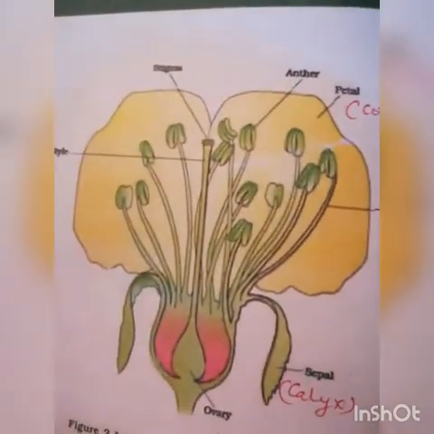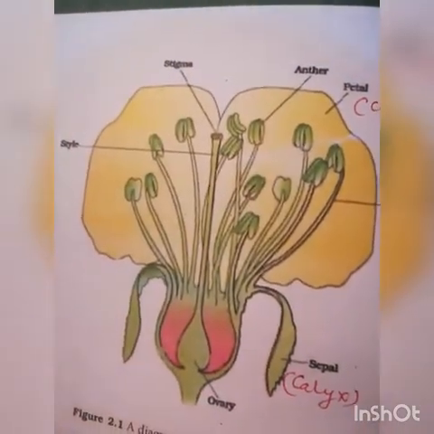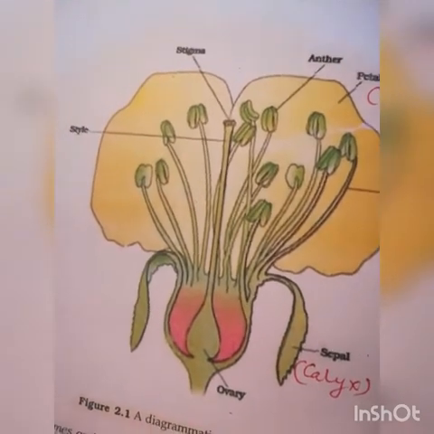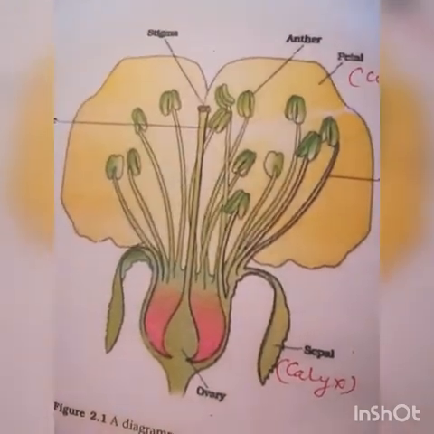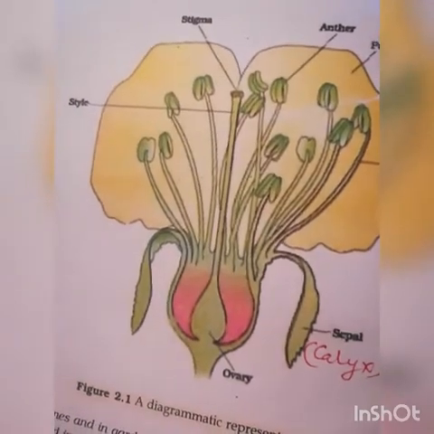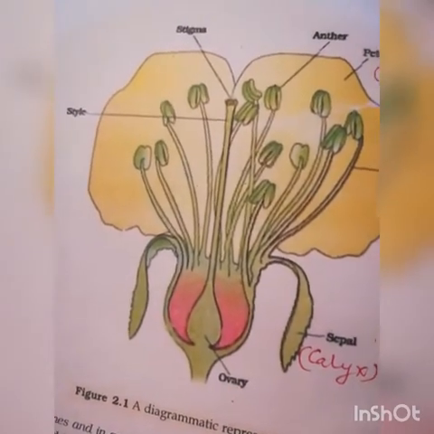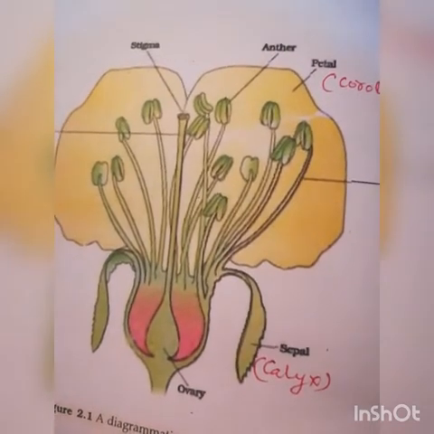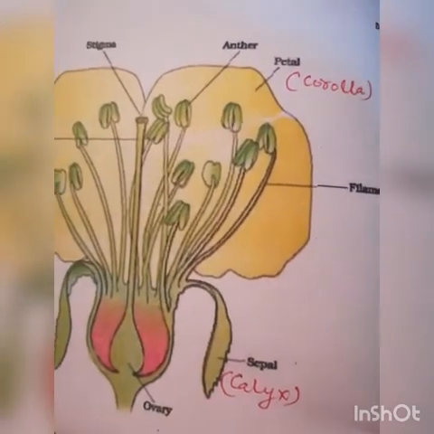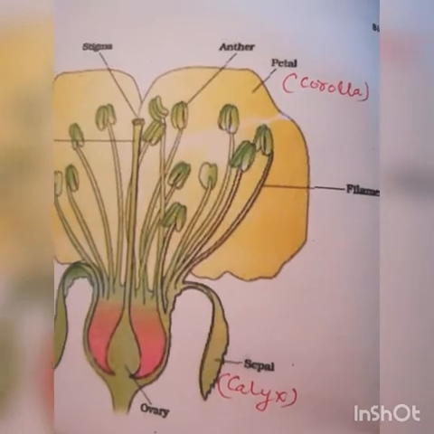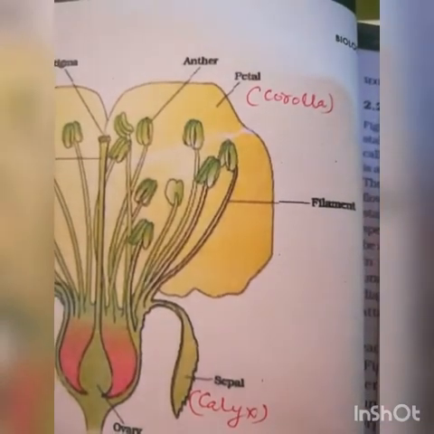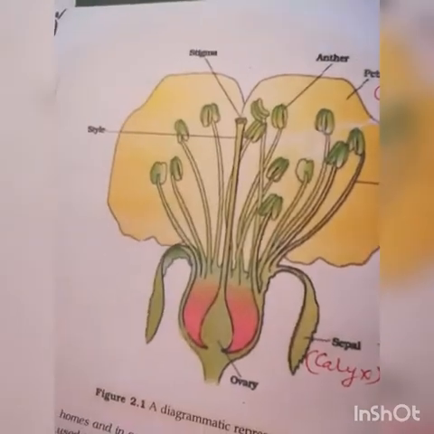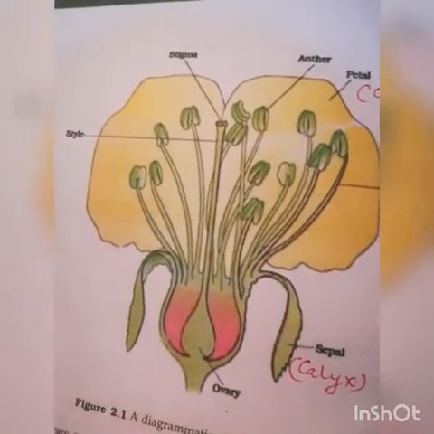And stigma. Stigma, that is female reproductive part structure, that is gynoecium. Gynoecium has three parts, that is stigma, style and ovary, and stamen has two parts, anther and filament. Anther and filament is part of stamen, and stigma, style and ovary is part of gynoecium.